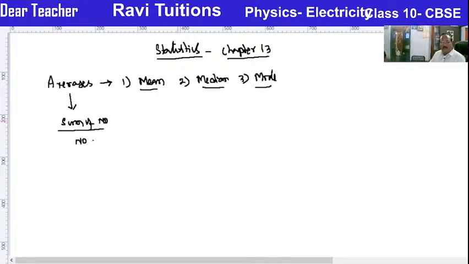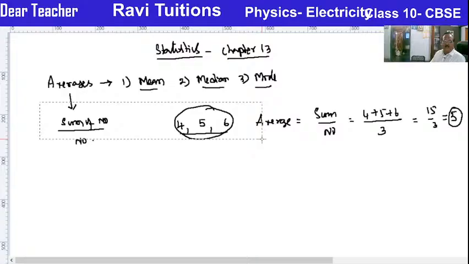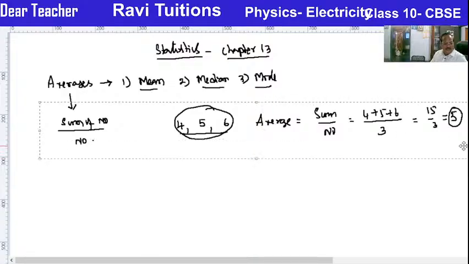For example, we have 4, 5, 6. We want to find the average. Average is equal to sum divided by number. Sum means 4 plus 5 plus 6, you have to add, and then divide by number, which is 3. So 9 plus 6, 15 by 3, which is equal to 5. 5 is the average of these three numbers. This is a general concept.